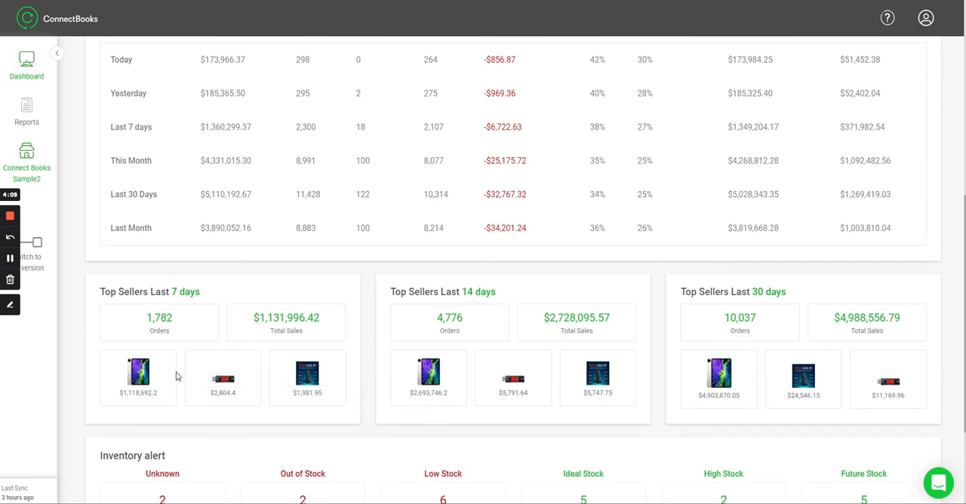The top sellers are the top 3 products, based on the last 7 days, and then for the last 14 days and the last 30 days, which were the best performing products. This is based on sales, which were the highest sellers, and this is the total sales you did in the last 30 days, the last 14 days, and the last 7 days.